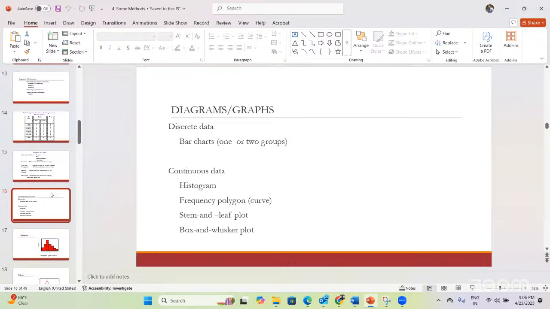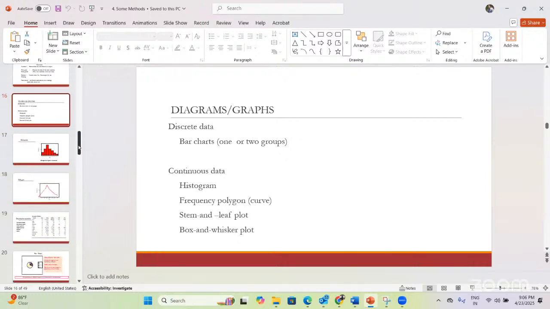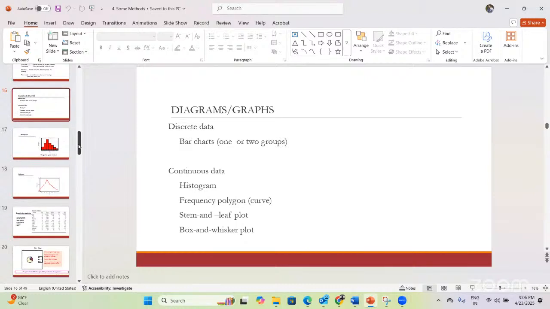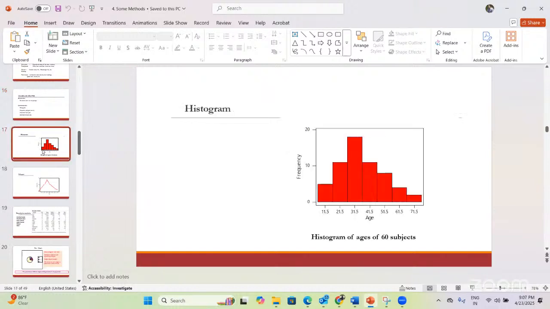Next, we can see by diagrams also. So there are different kinds of diagrams: histogram, frequency polygon, box plot. Different kinds of diagrams we can create using this raw data. Next slide. If we see, it is called a histogram, just based on ages. So based on the ages of 60 subjects, a basic histogram is drawn. So we can have a primary idea of our data.